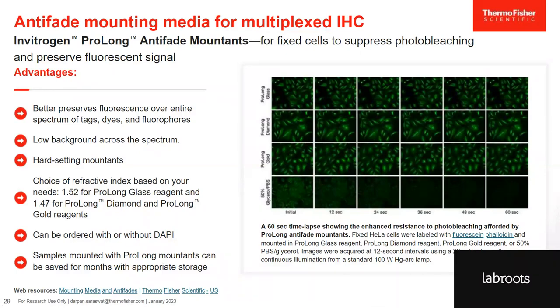On the right, you can see an example where we have done a 60-second time lapse showing the enhanced resistance of our ProLong Gold, ProLong Diamond, and ProLong Glass over traditional mounting media like glycerol. With the glycerol, the photobleaching is significantly higher as compared to ProLong Gold, Diamond, and Glass. They reduce photobleaching in the time course experiment.